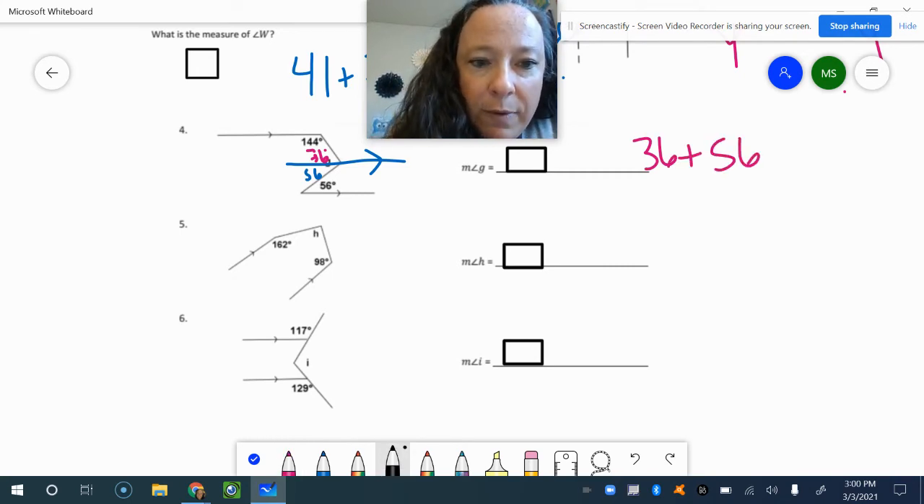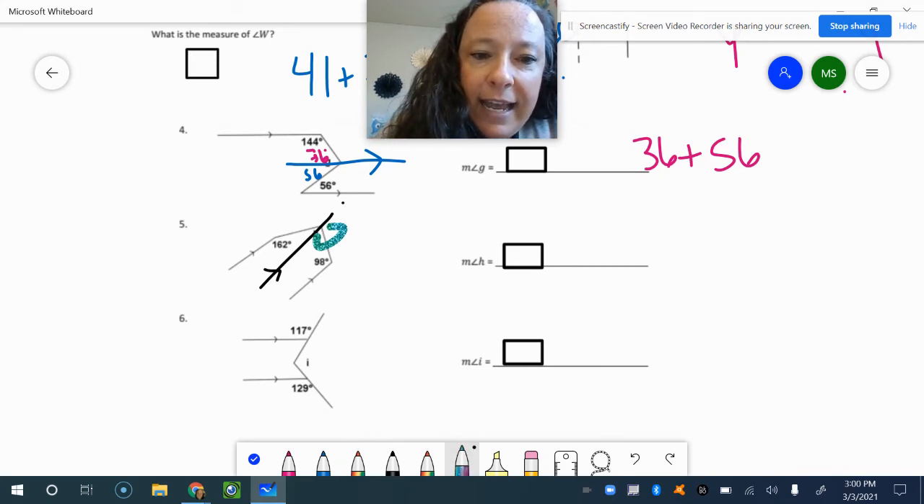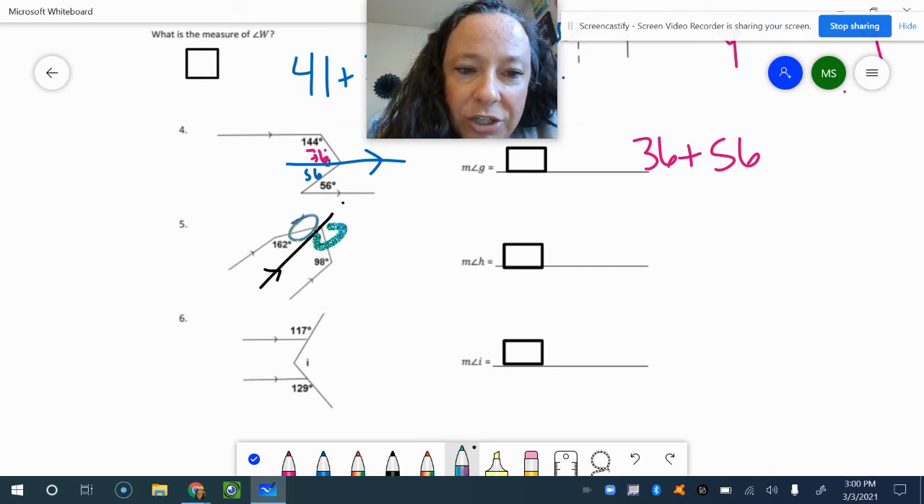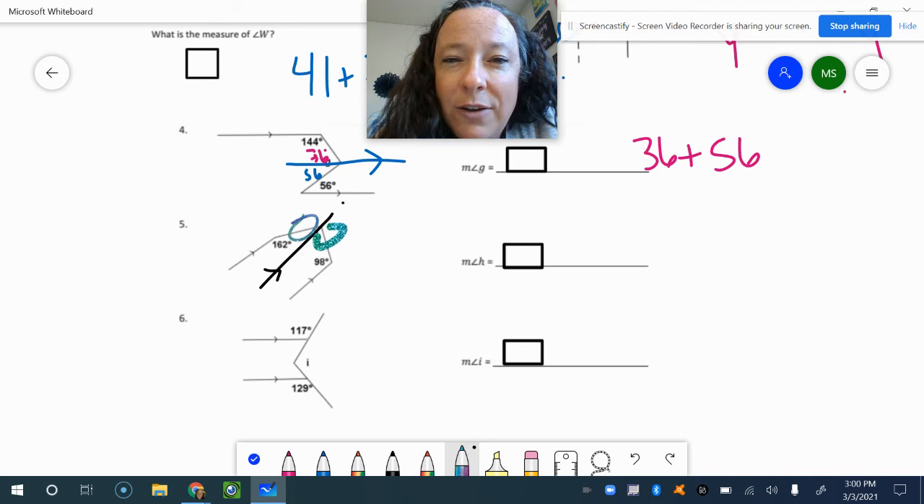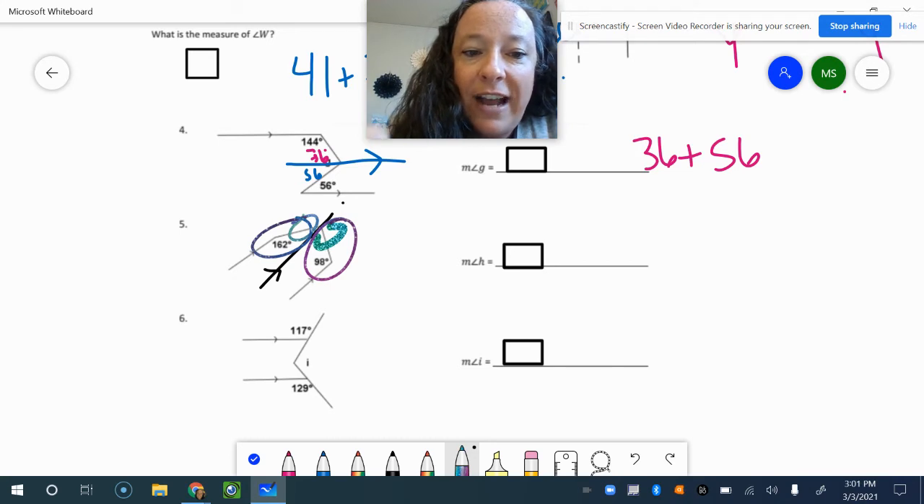And then here we'd want to draw an auxiliary line. It's parallel. Now, this rainbow area that I just drew would be supplementary with 98 because they're consecutive. And this other little area I just drew would be supplementary with 162 because they're consecutive angles. You would find those out because they would add to 180. These two would add to 180. These two would add to 180. Then you'd be able to find all of that.